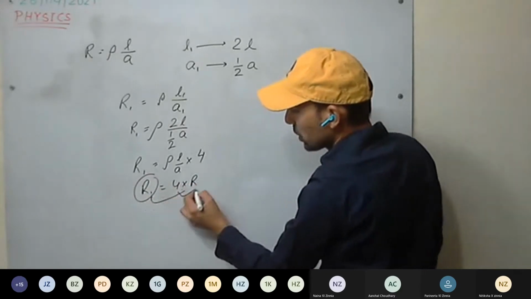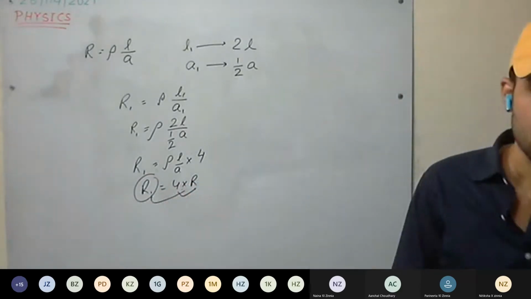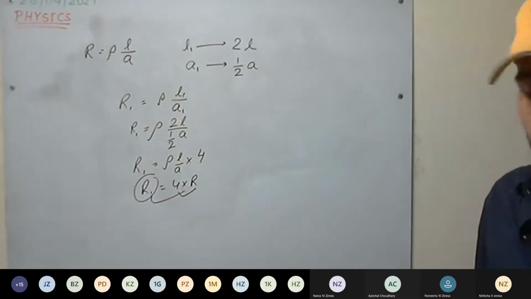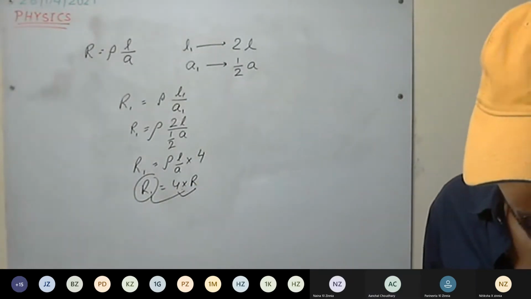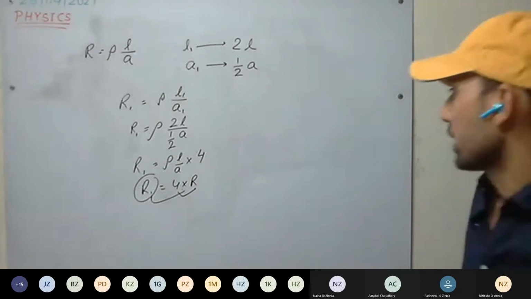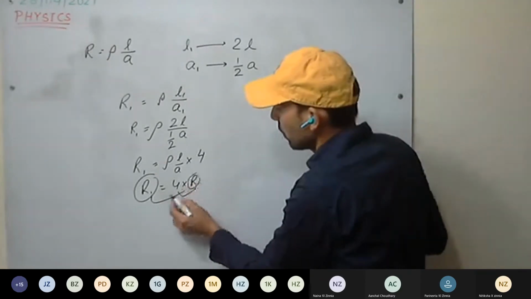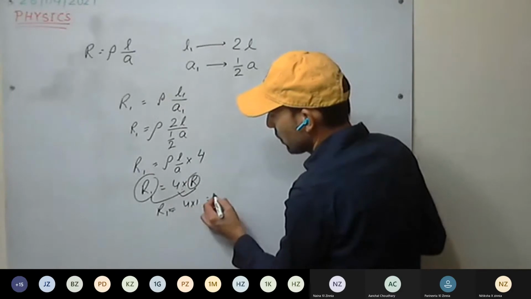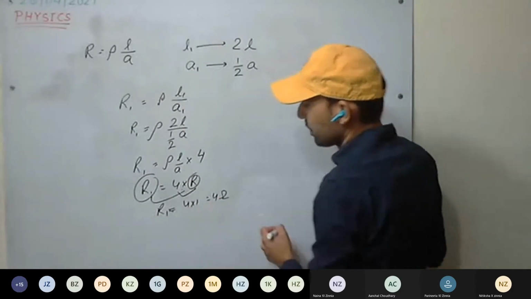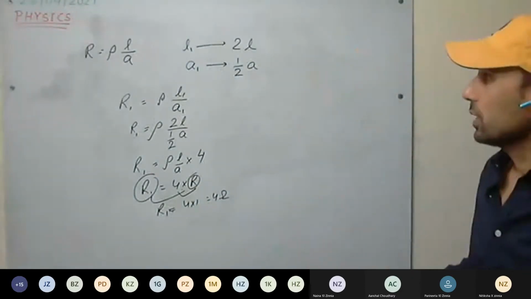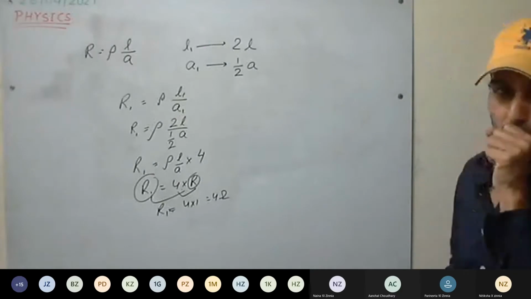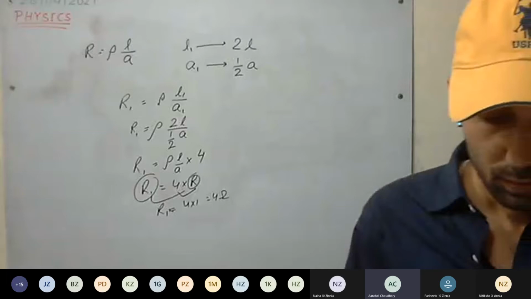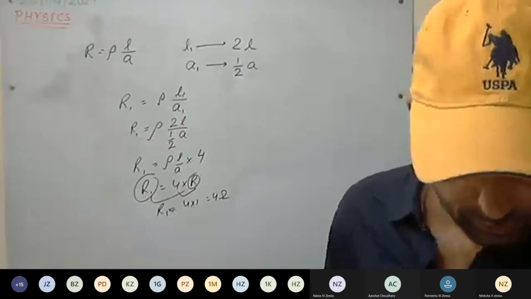So the new resistance is how much? 4 times the old resistance. The resistance is given as 1 ohm, so it becomes 4 into 1, 4 ohm. Understood this one? Yes, sir. Okay, do the 10th one.